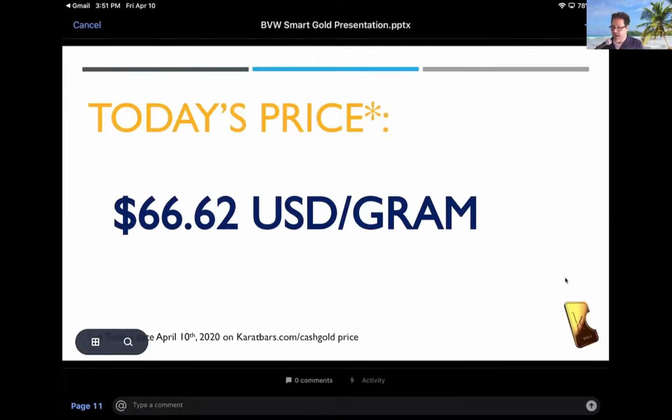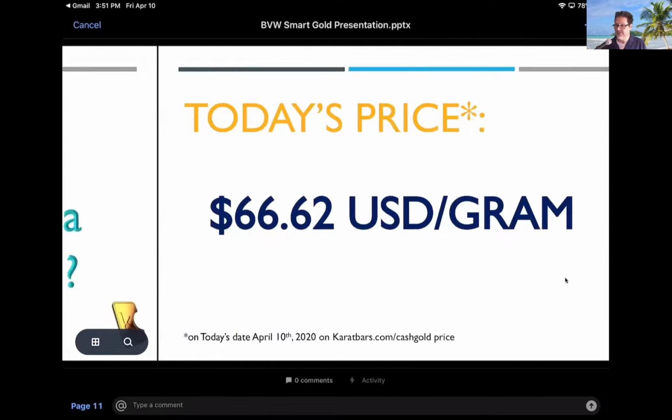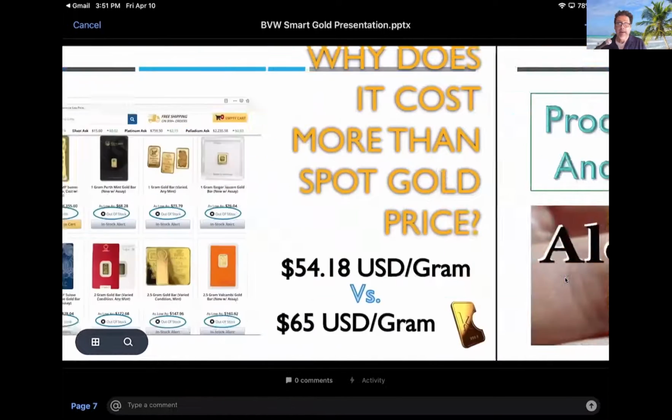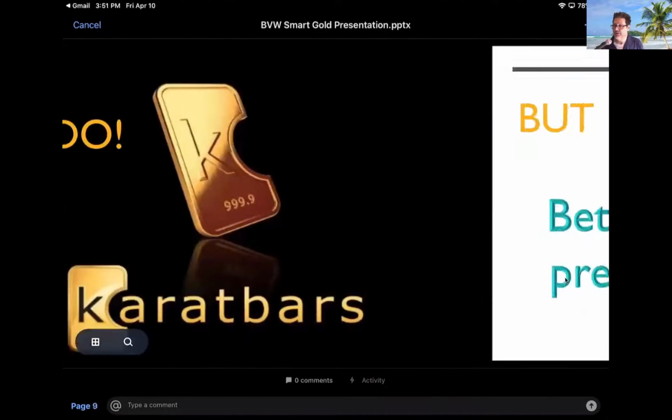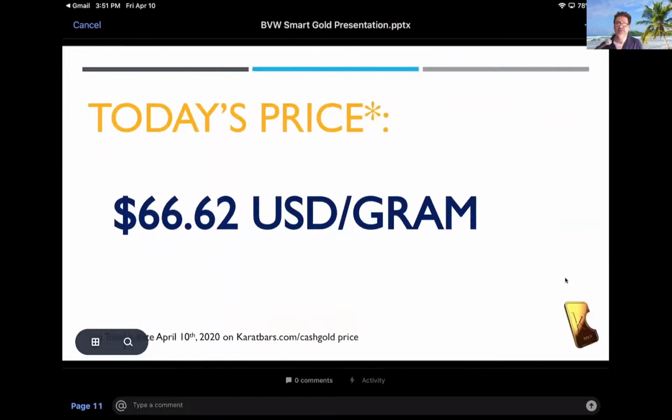Okay, remember, go back to that screen. What was the average price? Hang on, let's go back. There you go. Average price out in the bullion dealer was $65 US per gram. Okay. Fast forward to what Carat Bars is selling it for right now, $66.62 US per gram.